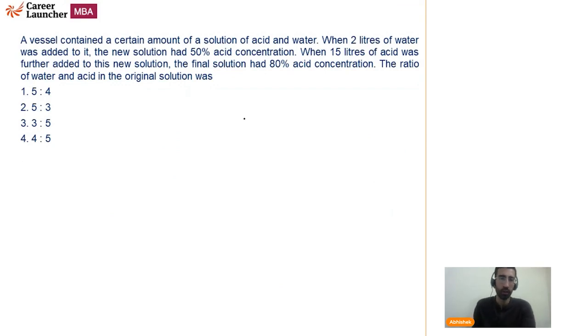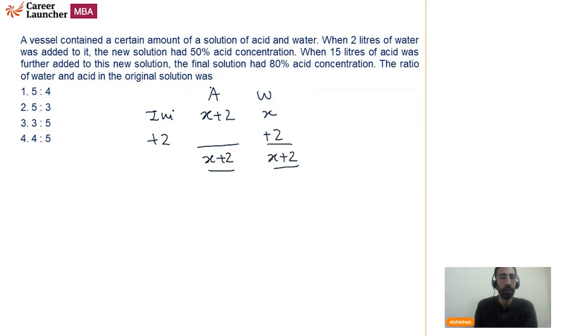When 2 liters of water is added to it, the new solution becomes 50% acid concentration. Nice. So, the question is telling you that initially acid water is 2 liters less. So if water initially was X, acid would be X plus 2. Let's say these are the initial volumes, because after I've added 2 liters of water, my net volume of acid and water has to become equal.